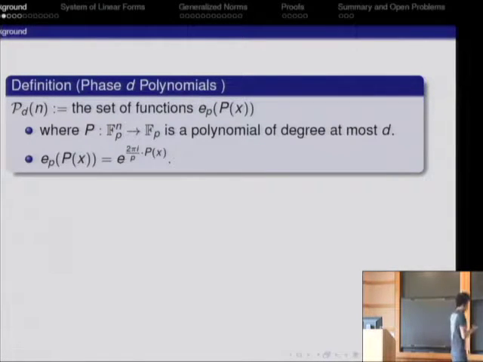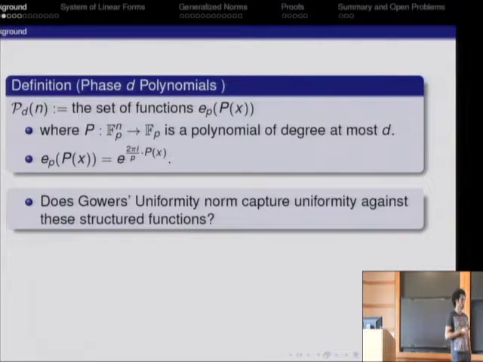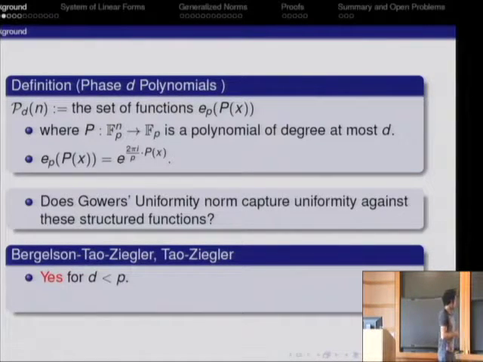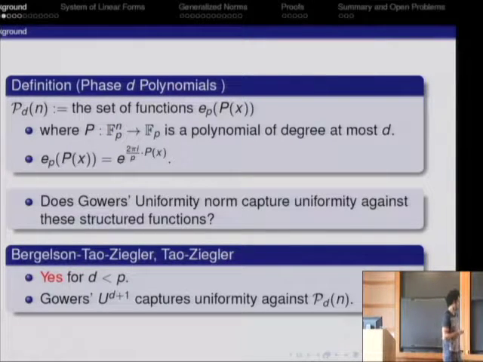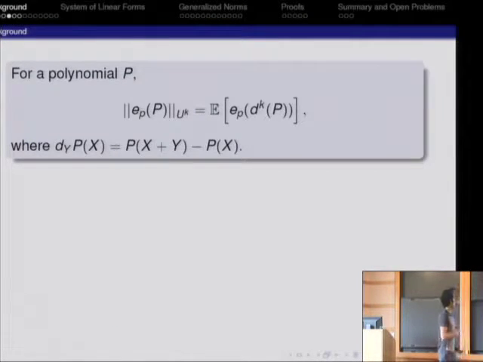Now that we know the definition of Gowers norm, we can define our structured functions to be the set of what we call phase degree d polynomials, which are basically exponentials of polynomials of degree d. And we can ask the question, does Gowers uniformity norm actually capture uniformity against these structured functions? The answer turns out to be yes for large characteristics, when p is larger than the degree. In a series of works, Bergelson, Tao, and Ziegler proved that the U^(d+1) norm captures uniformity against the phase degree d polynomials.